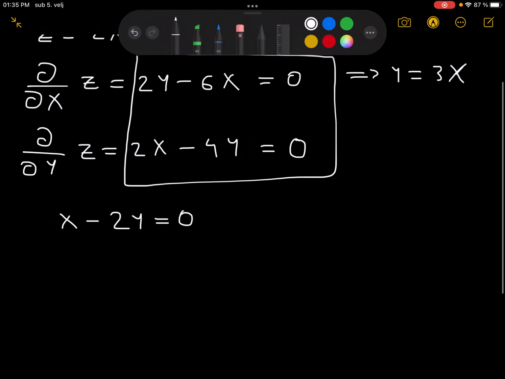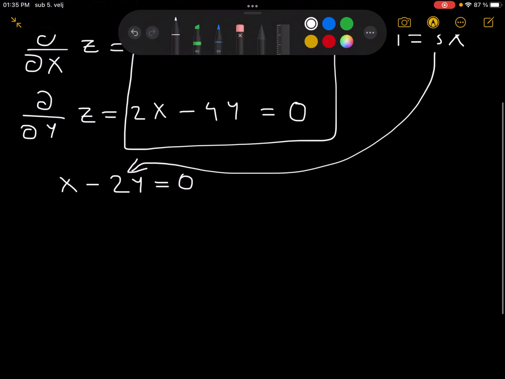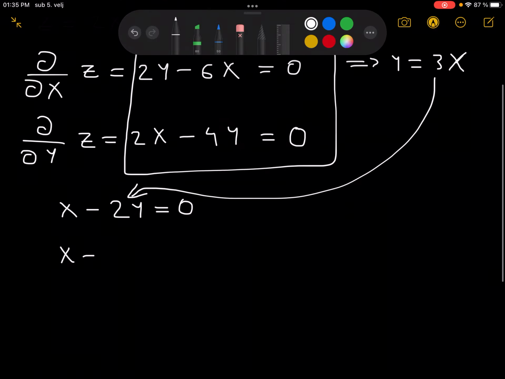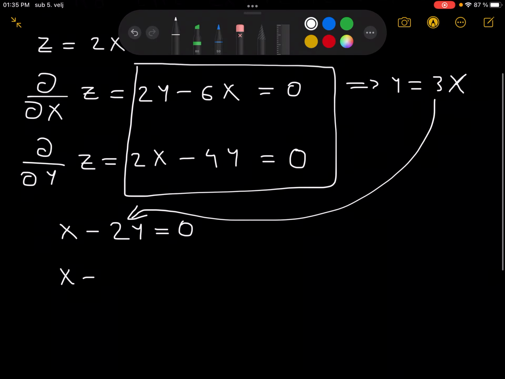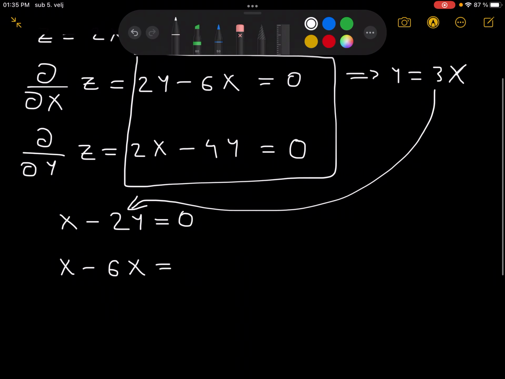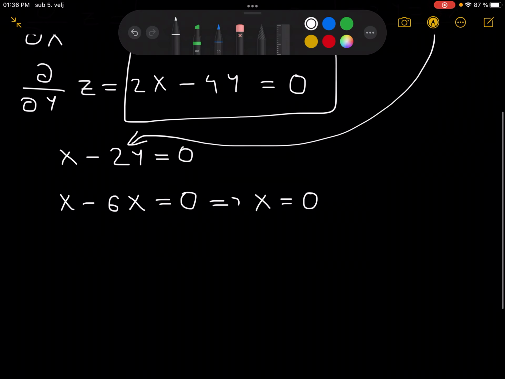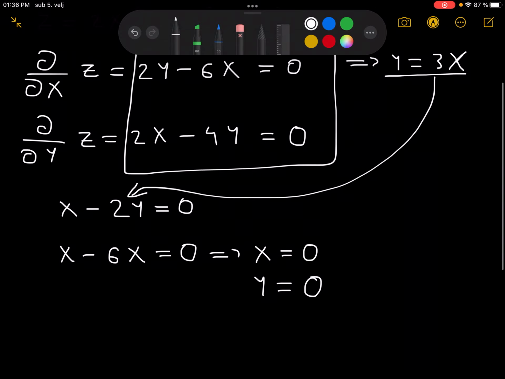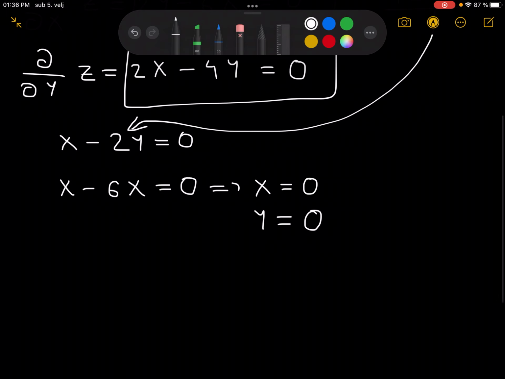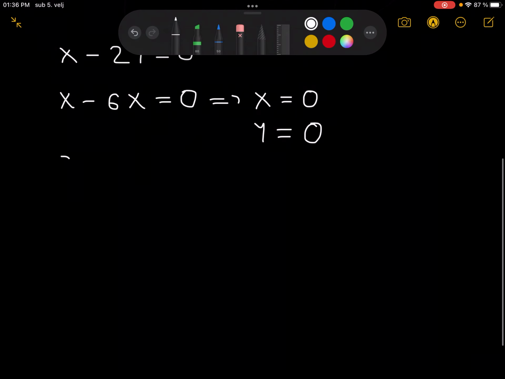So when we plug in this value into this second equation, we get that x minus 6x is equal to 0. So from here, we get that x must also be equal to 0. And when we plug in that 0 right here, we get that y is also equal to 0. So this is the only possible solution to this system. So we've got a stationary point, let's call it S, with x and y coordinates 0 and 0.